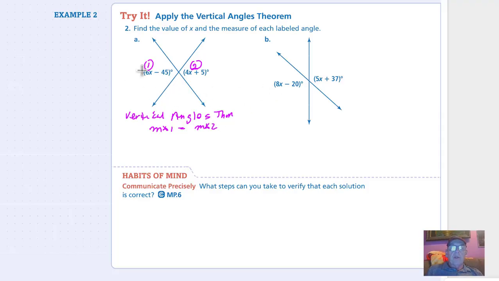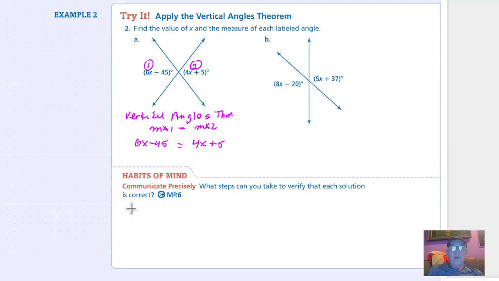Now this is pretty much our vertical angles theorem. If I was doing this as a two-column proof, that would be my reason. Measure angle 1 equal measure angle 2, reason, vertical angles theorem. Also, our given is that the measure of angle 1 is 6x minus 45, and the measure of angle 2 is 4x plus 5. So that would be a given step. Then I would substitute in 6x minus 45 for the measure of angle 1. That would be substitution property of equality. And that's equal to 4x plus 5, which is substituted in for angle 2.